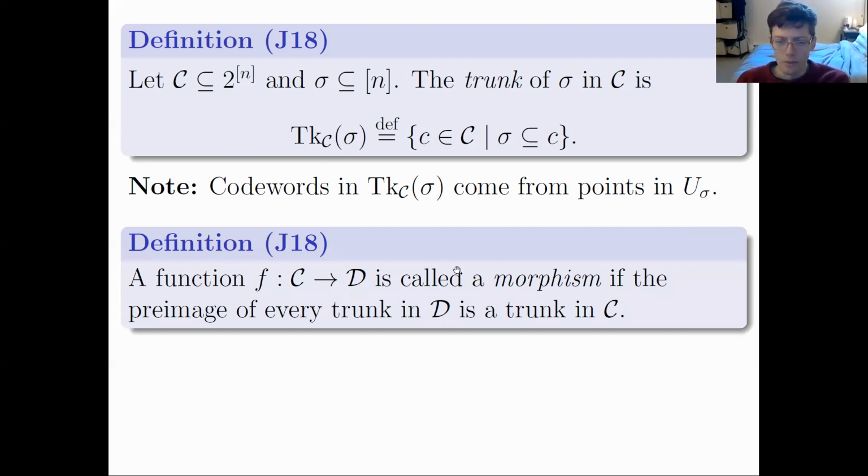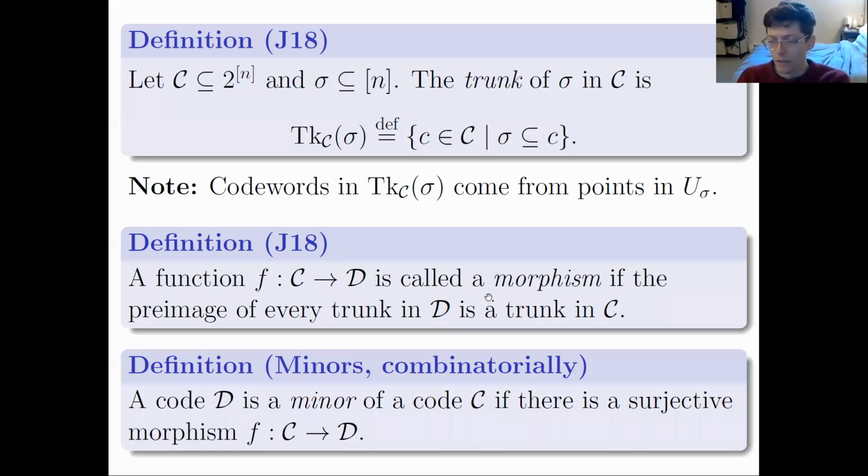I'll say that a function between two codes is a morphism if the preimage of a trunk is a trunk, sort of like a continuous map, but not. It is distinct from being a continuous map. There's not an underlying topology we can use to define these. But okay, here's a definition of some type of morphism. You can check that the identity is a morphism, compositions are morphisms, and so on. So we get a category and things like that.